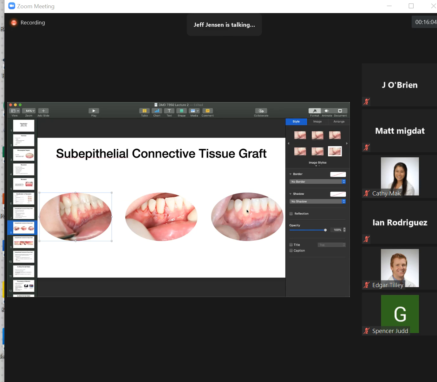Once I get that done, I have to make 3 more incisions. I have to release the mesial, okay, because it's still attached there. I release the distal, and then I have to make a cut on the apical to pull this piece out. So this is the graft coming out.